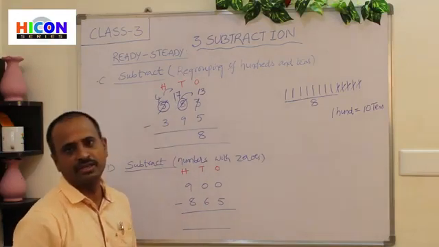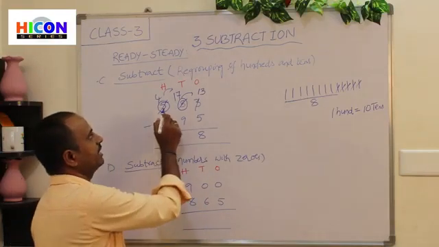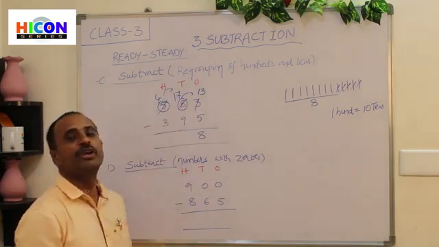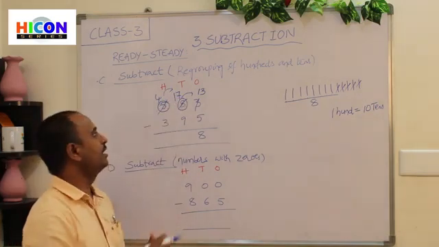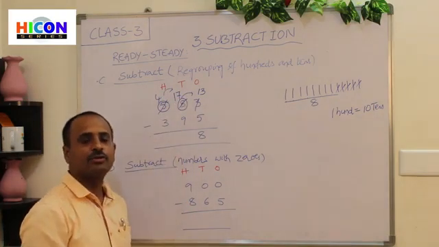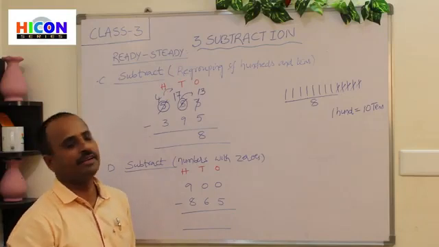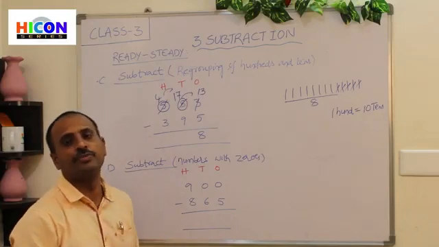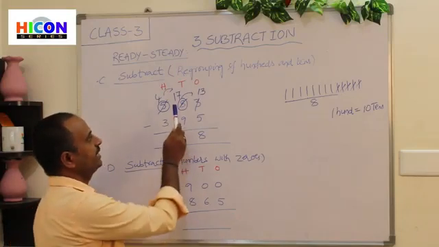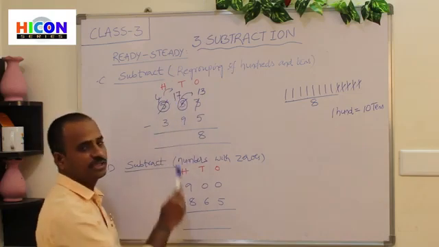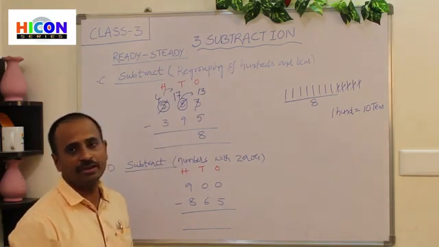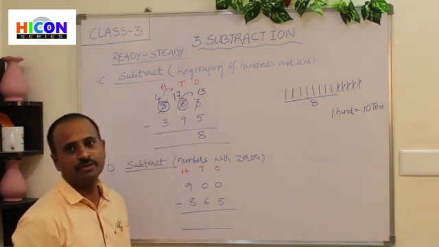So children, do you understand it? If you carry 100 to the tens place, it becomes 10 tens. Already there are 7 tens, so the total becomes 17 tens. Now the subtraction is possible because 17 is the greater number and 9 is the smaller number. We can subtract 9 from the 17.